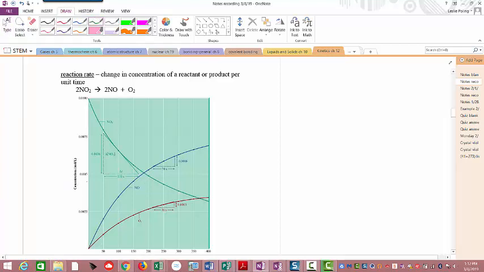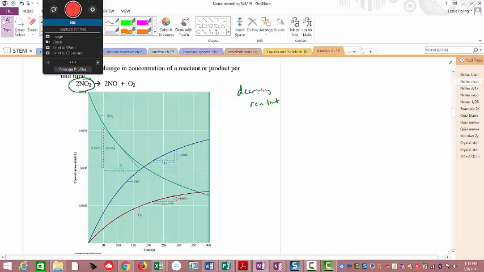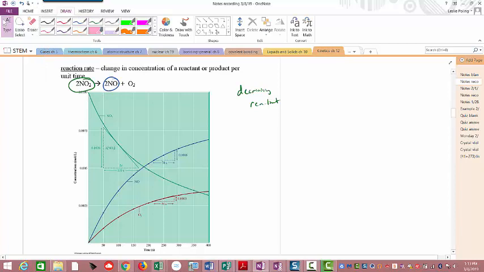So this diagram has concentration on the y-axis, time on the x-axis. Right there, that's our green line. And you can see that it is decreasing because it's a reactant. So its concentration is decreasing. Right there, our blue line, that's increasing because it's a product.